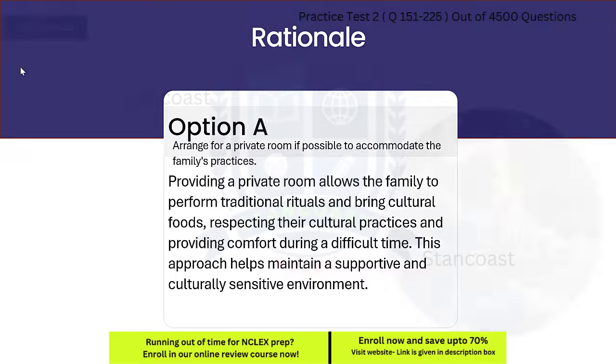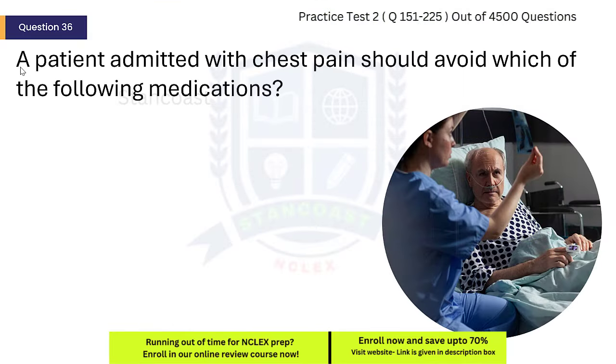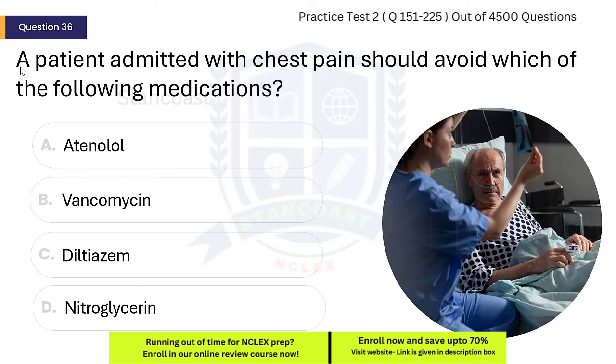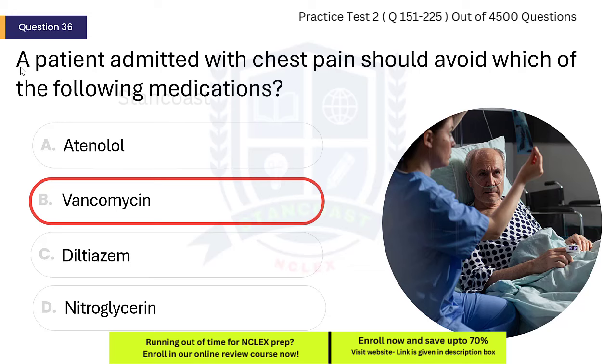A patient admitted with chest pain should avoid which of the following medications? A. Atenolol. B. Vancomycin. C. Diltiazem. D. Nitroglycerin. Think about the medications that are not indicated for chest pain. The correct answer is B.